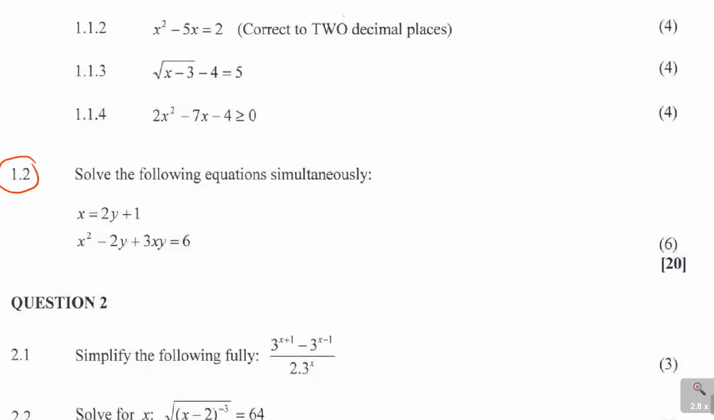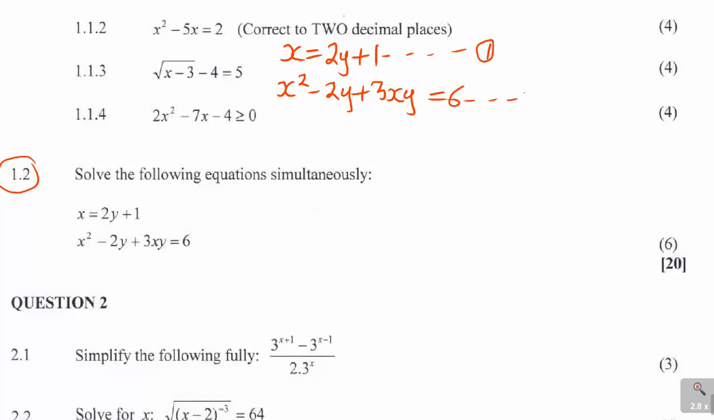Question 1.2 says the simultaneous equation. 6 marks, it's good marks. You are given already, x is equal to 2y plus 1, and we call this equation 1. And then the second equation is x squared minus 2y plus 3xy is equal to 6, and we call that equation 2.